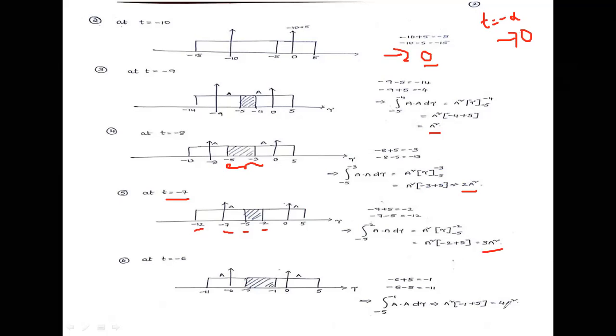At minus 6, you get 4a square, because the overlapping occurs from minus 5 to minus 1. It goes on, one sample is shifted towards the right side and an overlapping occurs. Got it, my dear students?